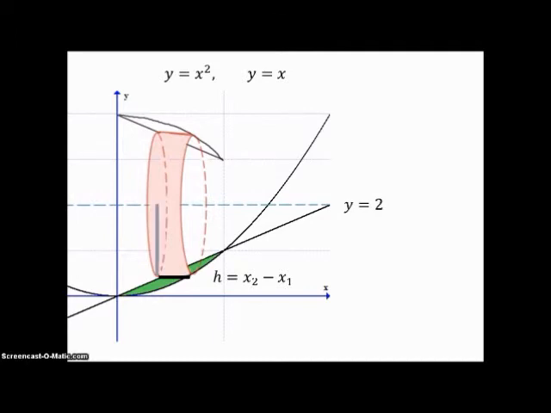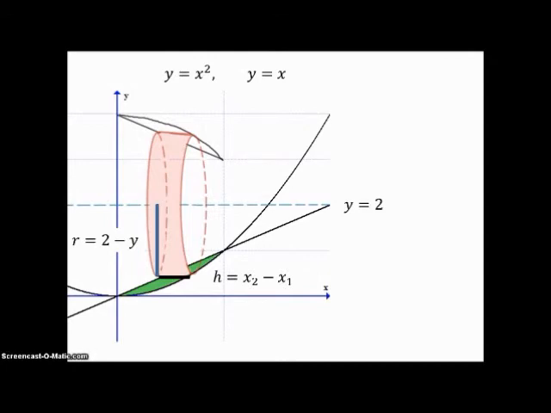Okay, now there's the radius. This time the radius goes up and down, so the radius is going to be 2 minus y, because it doesn't go all the way down to the x-axis, so we have to subtract off the y value from that entire distance of 2 from the x-axis up to the line.